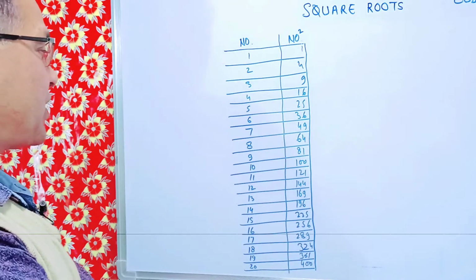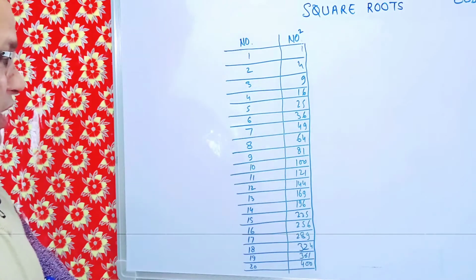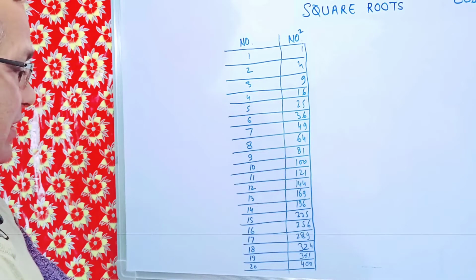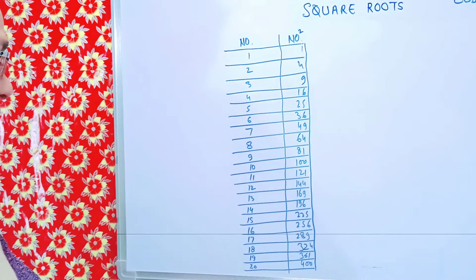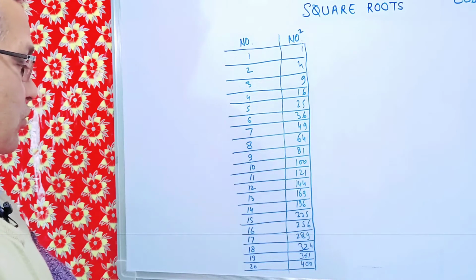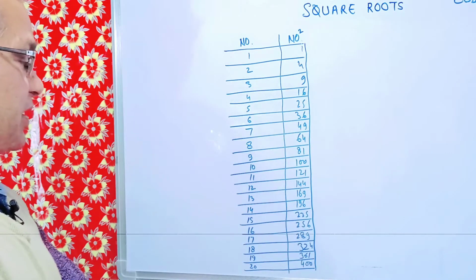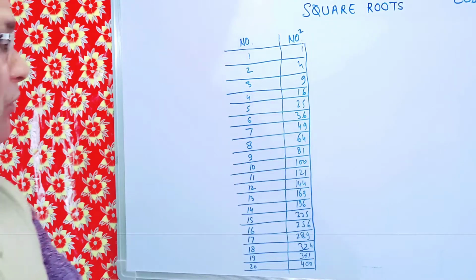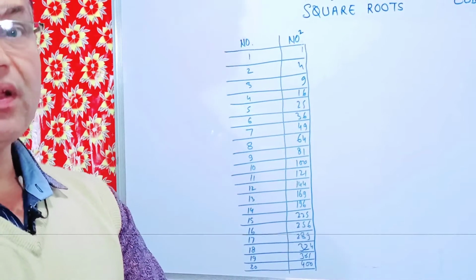144, square of 13 is 169, square of 14 is 196, square of 15 is 225, square of 16 is 256, square of 17 is 289, square of 18 is 324, square of 19 is 361, and square of 20 is 400. So that way we can remember the squares of the numbers.